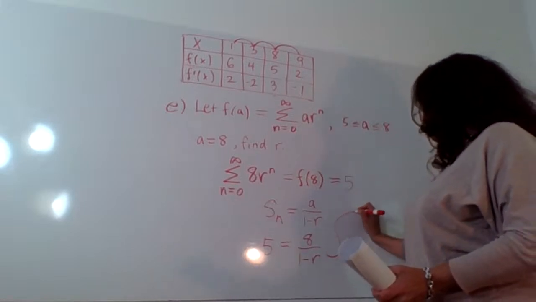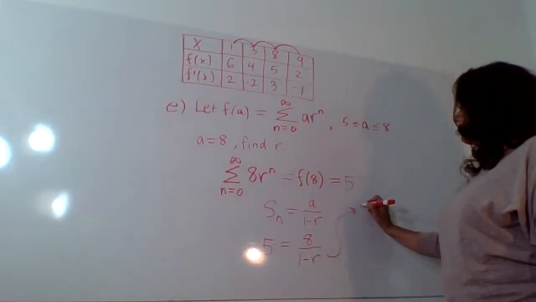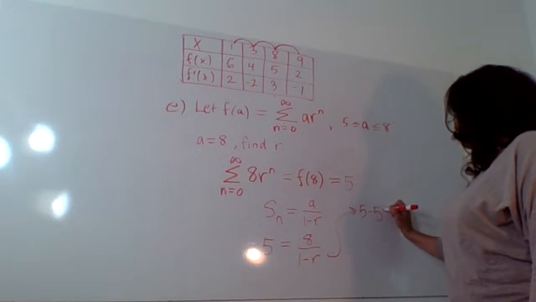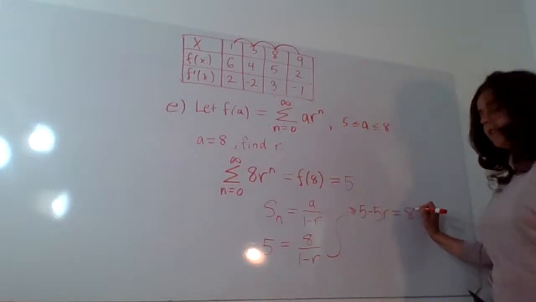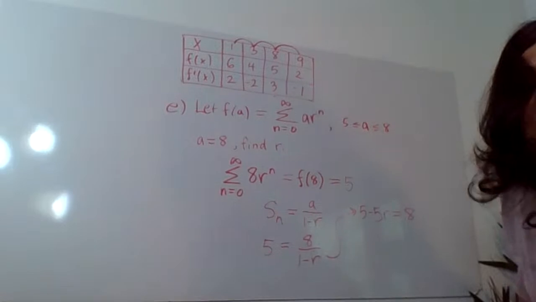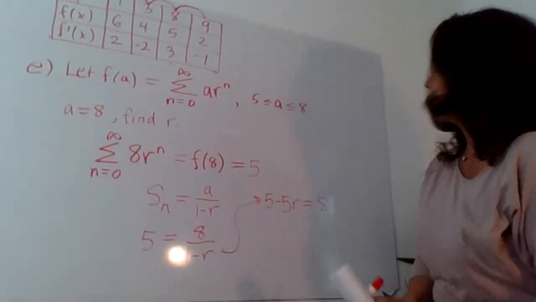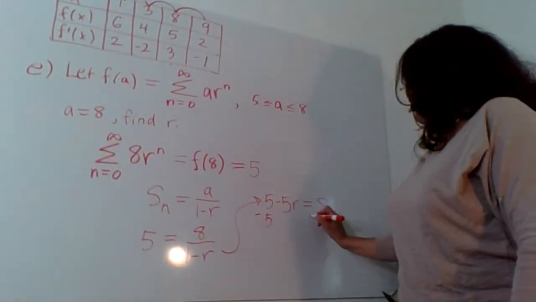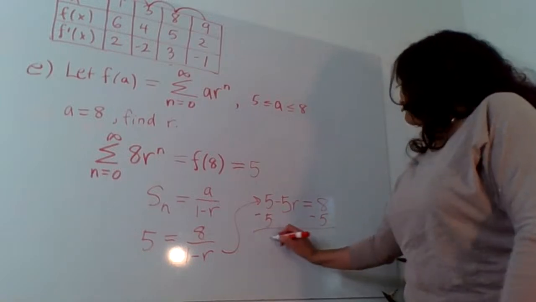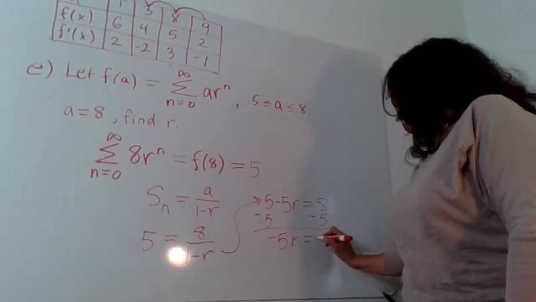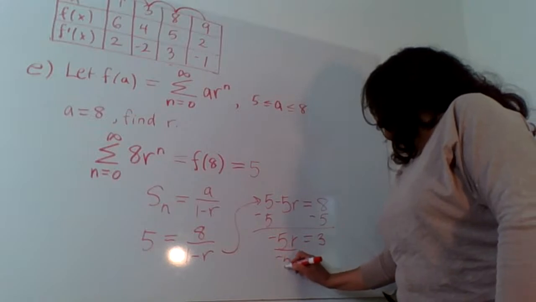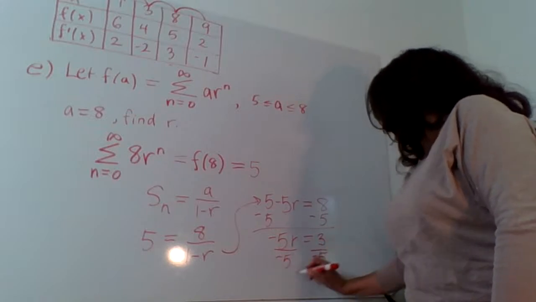Cross multiply. You're going to get 5 minus 5R is equal to 8. From here, you're going to subtract 5 from each side. Basic math here. And negative 5R is equal to 3. And finally, R is negative 3/5.